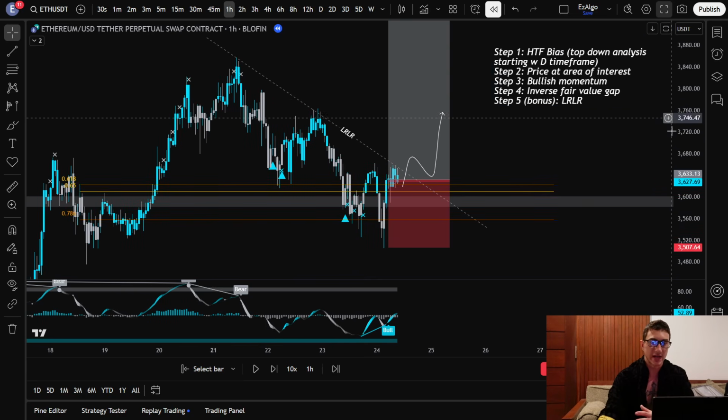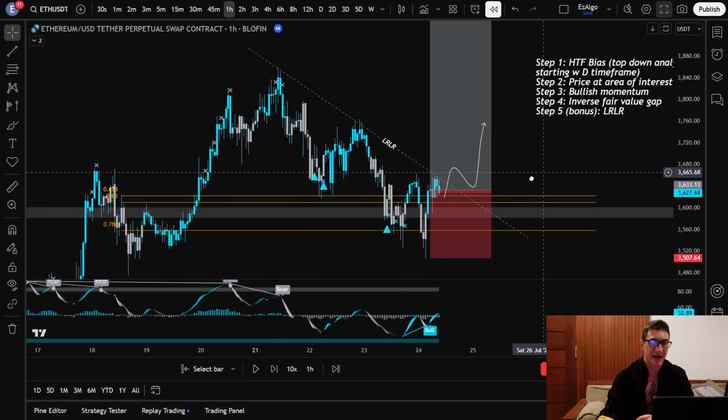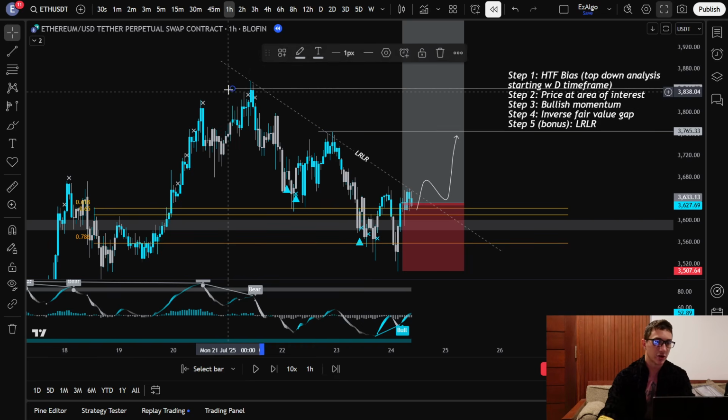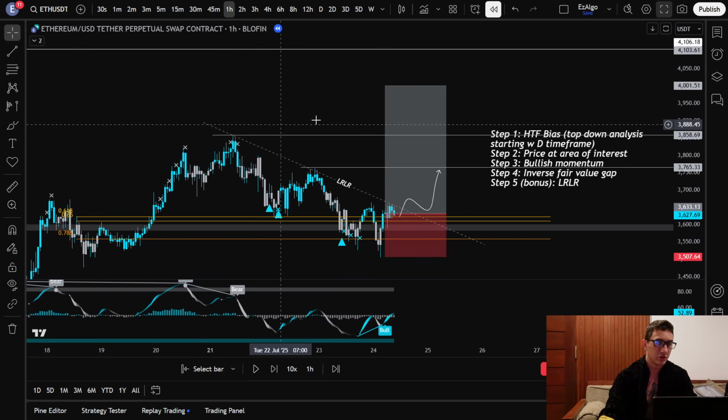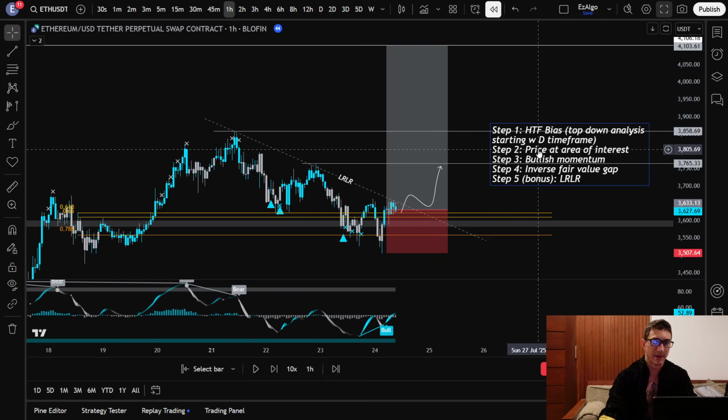Okay, so now that we understand all of these steps here, where do you target as your take profits? I'm simply going to target the structure highs, take profit 1 right here, my take profit 2 right here, and then target external liquidity as my take profit 3.